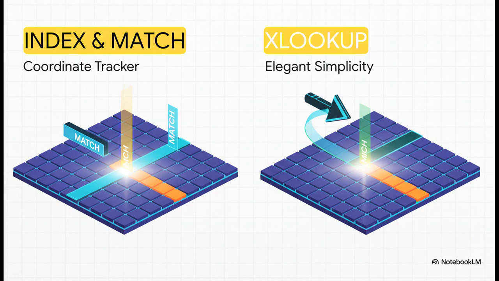It was the gold standard because it was so flexible, but it meant you had to nest 2 different functions together, which could get confusing. XLOOKUP basically takes all the power of INDEX and MATCH and wraps it up into one simple, elegant function.